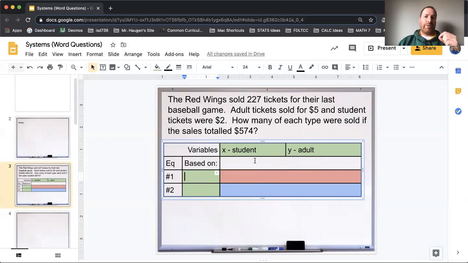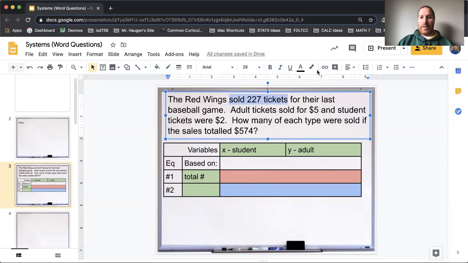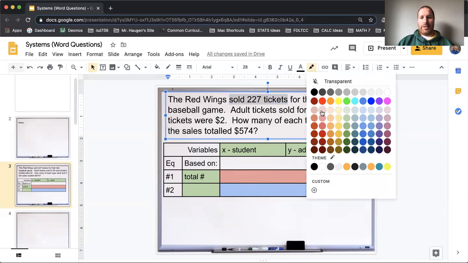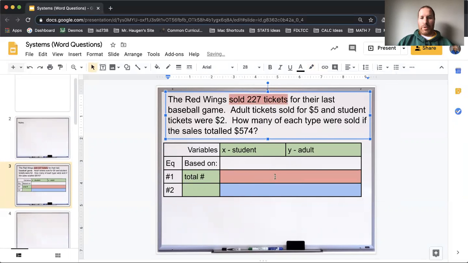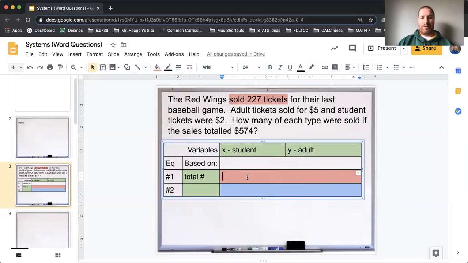We need to know what we're basing our equations on. So my first equation, I'm going to base that probably on the total number of tickets sold. So I'm going to call that total number. The information we have about the total number of tickets, we really only have this information. That's the only information about our total. I'm going to highlight that in red so that I know that that's about my red equation, my total number of tickets sold. So I know that if we add up all the stuff together, the student tickets plus the adult tickets, I have to get 227. That's where that piece of information came from.